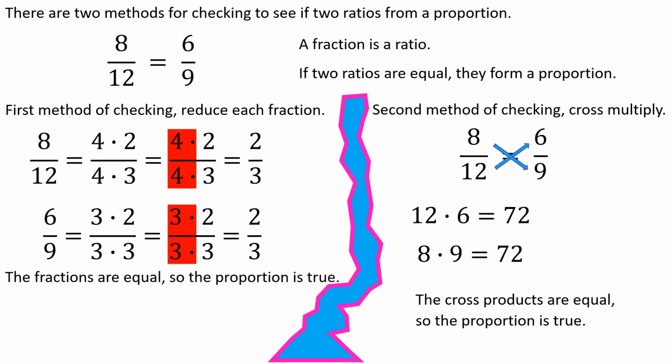Right, so those are my methods. I can either reduce both fractions, or I can cross multiply. And as long as I get the same result, in other words, the 2/3 matches the 2/3, that method worked. Or the 72 matches the 72, that method worked.